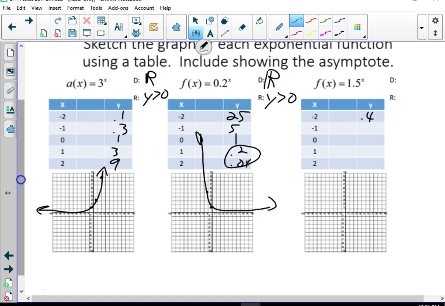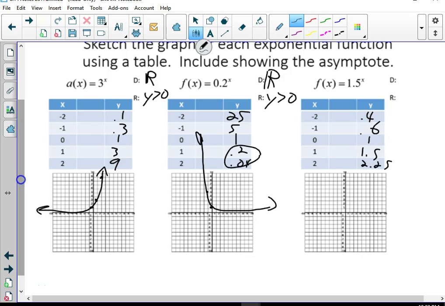So 1.5 to the negative 1. Everybody put it in your calculator. 1.5, caret, negative 1. It is 0.6. Anything to the 0 power is 1. 1.5 to the 1 is just 1.5. What's 1.5 to the 2? Put it in your calculator. 1.5 squared.